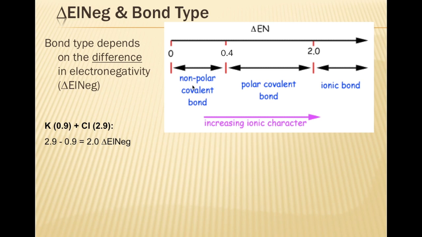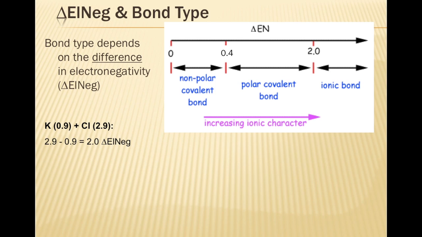So it turns out that the type of bond it forms depends on the difference in electronegativity between the two atoms that form the bond. A difference in electronegativity here is represented as delta EN. And if we look at this chart on the right, it shows the different types of bonds and the difference in electronegativity between the two atoms that form the bond.